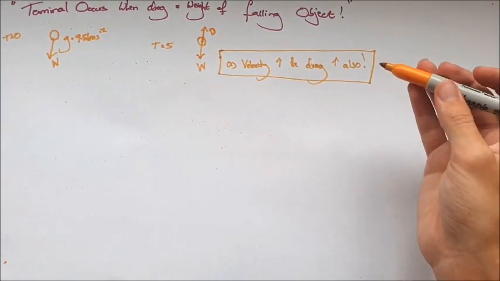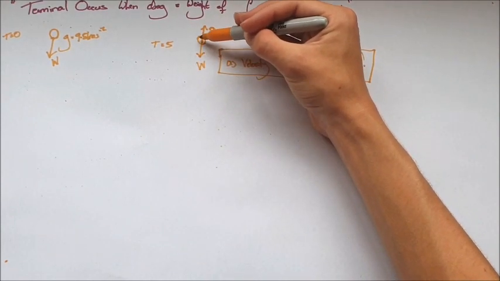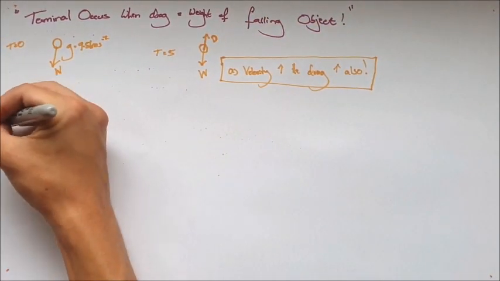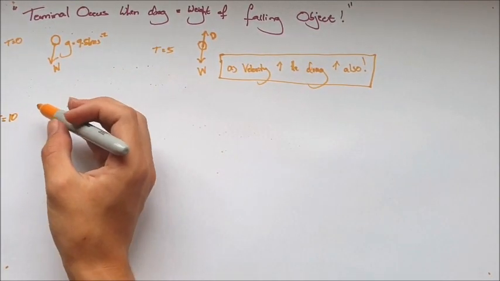So when does this reach terminal velocity? That arrow is not as big as the drag. The weight is not as big as the drag here, so it's still actually accelerating downwards. I don't know if these are right. I don't know how long it takes for something to reach terminal velocity.